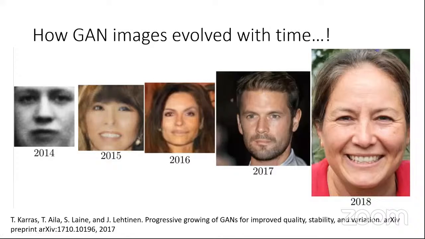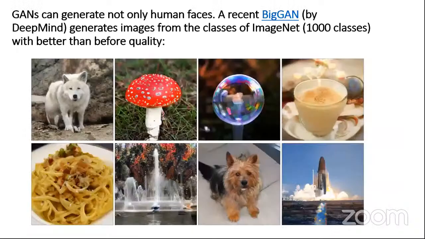So you see the danger. GAN can generate a high resolution photographed image of a person who does not exist. Am I clear? Similarly, not only human faces, the recent BigGAN project by Google DeepMind shows that GAN can generate images from classes of ImageNet, 1,000+ classes, with better than before quality. So all these images are fake actually. They were never really photographed. But if you look at them, they appear to be so realistic.